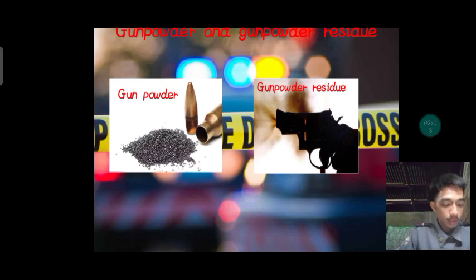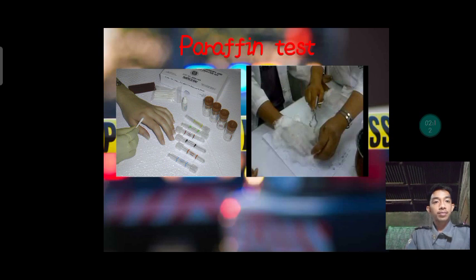Then, yung mga criminal investigator is magkakandak sila ng melted paraffin wax to the subject hands. So, ito na yung paraffin test. Paraffin test is the method of finding gunshot residue. So, ito yung method para mahanap natin yung isang gunshot residue in the hands of possible shooting suspect.